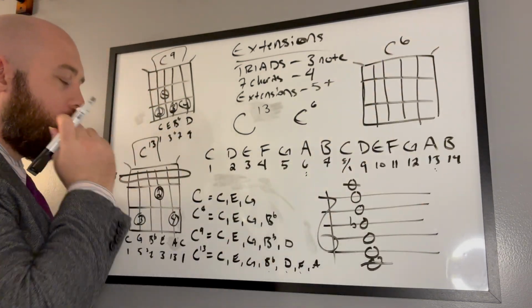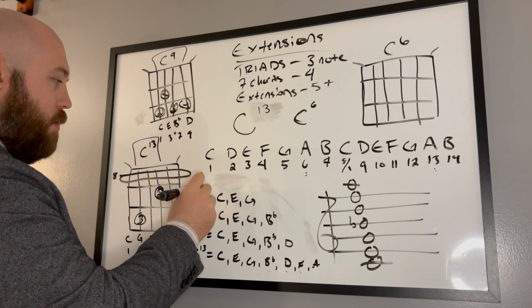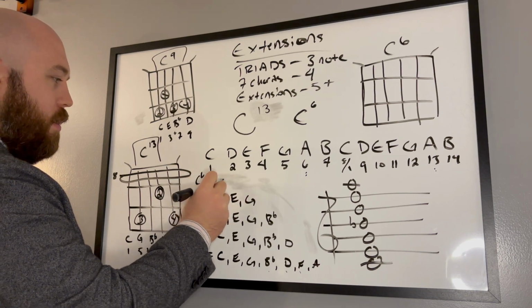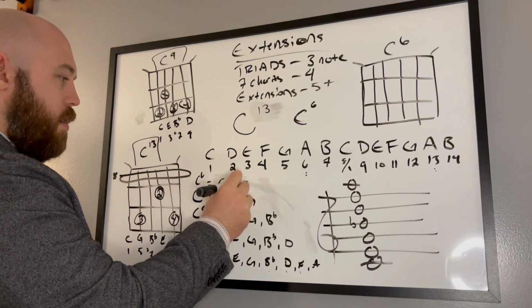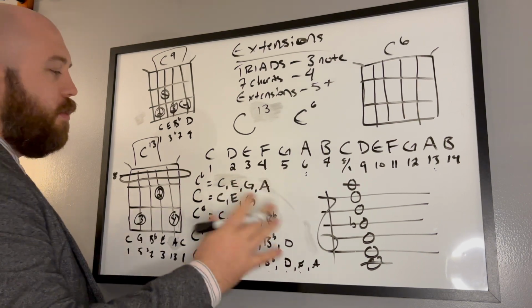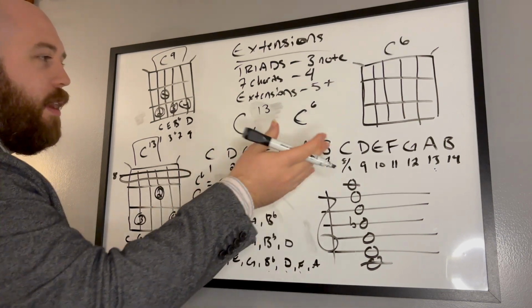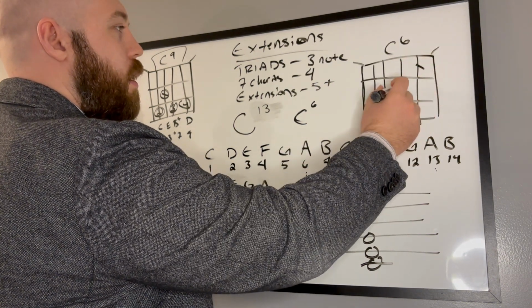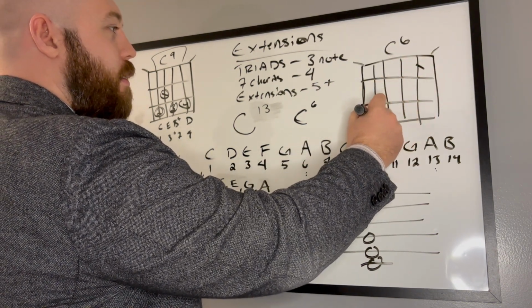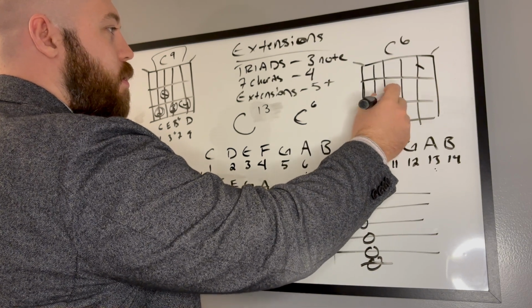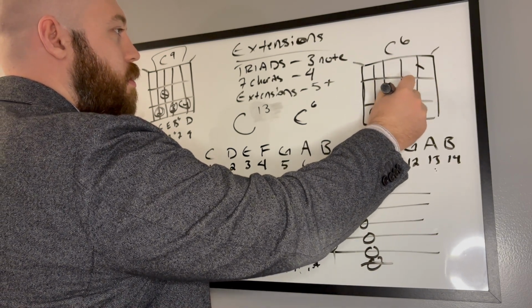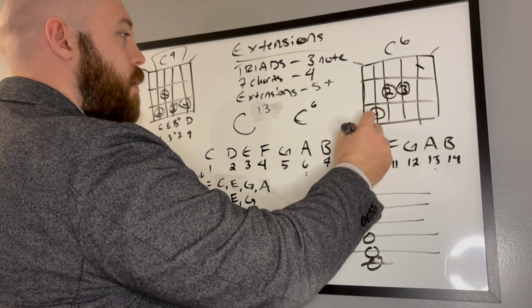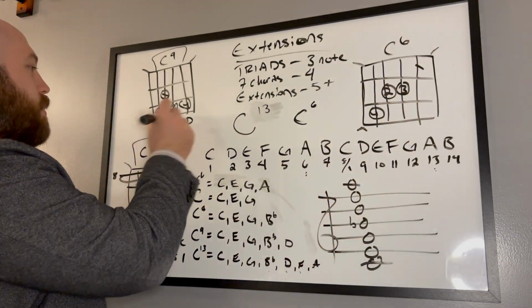C6. So I'll put it up here. C6: C, E, G, A. There's no flat 7. There's no 9, 11, whatever. So it's 1. Let me think here. There's your 4, 2, 3. I'm not playing this.